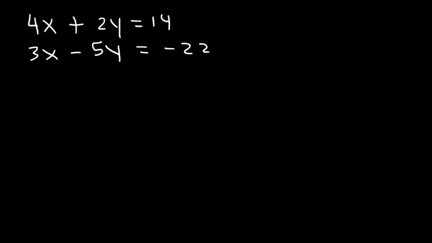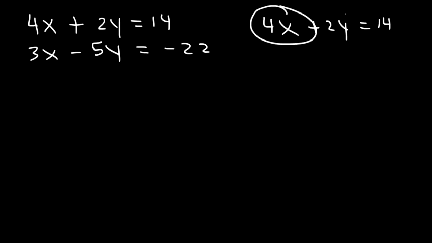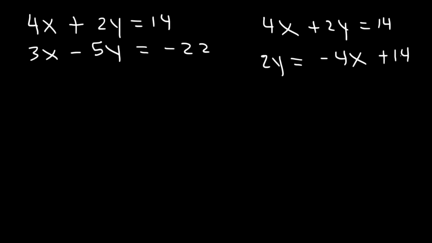What you want to do is solve for x or y. I think it's easier to solve for y in the first equation. So let's do that. So I'm going to rewrite the equation here. Let's begin by subtracting both sides by 4x, which is equivalent to taking the 4x, moving it from the left side to the right side. On the left side, 4x is positive. On the right side, it's going to be negative. So therefore, 2y is equal to negative 4x plus 14. Now I'm going to divide both sides by 2, or basically everything by 2. So y is equal to negative 2x plus 7.